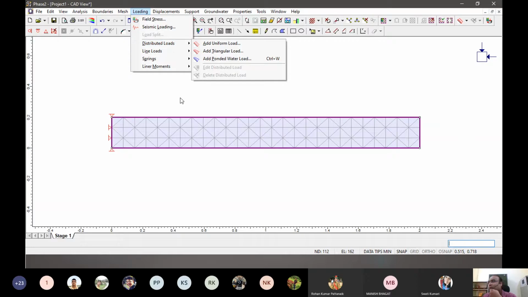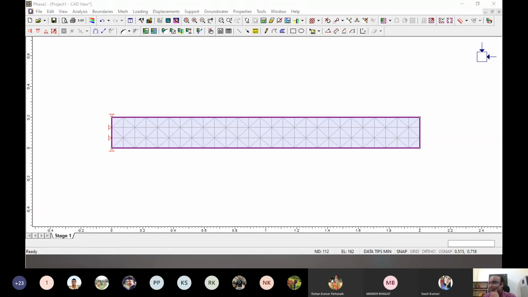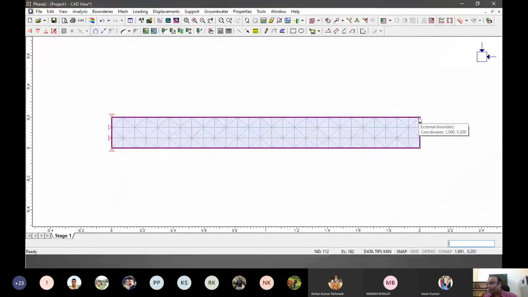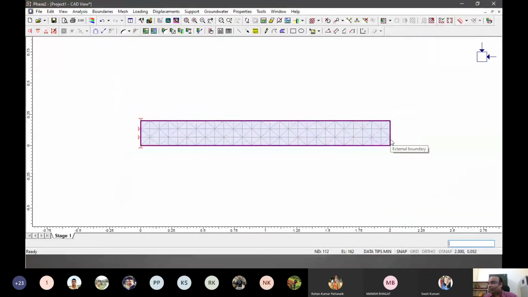For any regular type of loading that is generally asked, like in this case, a pulling force on the other end, if not specified very clearly, it generally means that this whole end of the beam is being pulled. Now, practically, it can be at a point also. It can be like a coupled pulling mechanism. Something might be there, but both of these will have different effects.